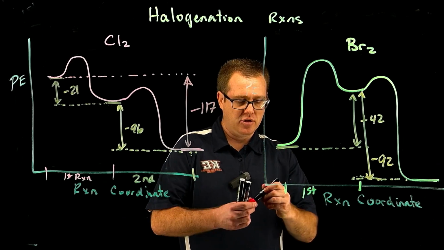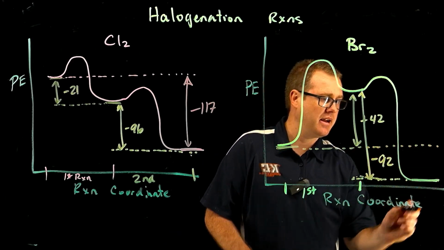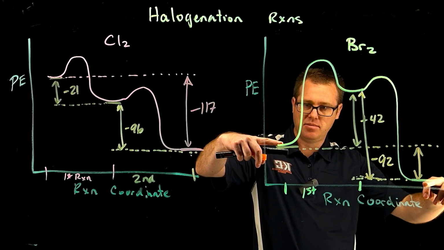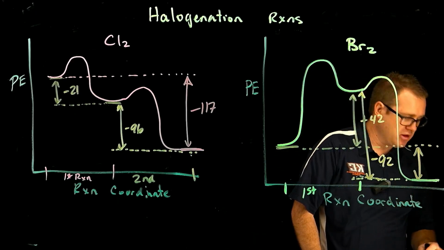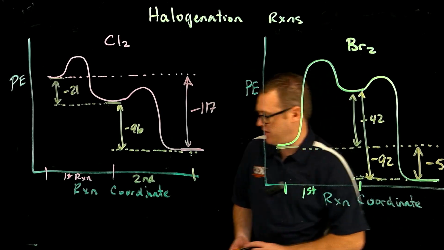But then when we look at bromination, extrapolate that out. The distance between this point and this point, we see is going to be a negative 50 kilojoules per mole. You can't see the 50.